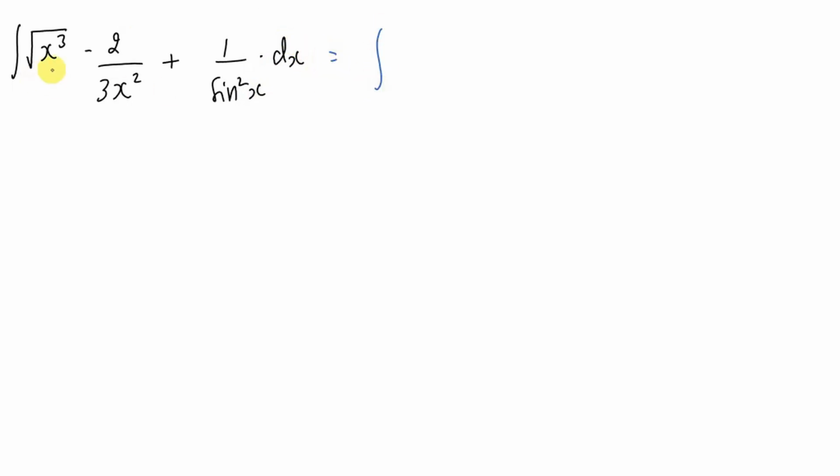So here in this problem we have to evaluate an indefinite integral, which is integration of the square root of x cubed minus 2 over 3x squared plus 1 over sine squared x dx. Now this integration can be written as x to the power 3 over 2, it's one and the same thing, minus 2 over 3x squared as it is, or we can write it in this way also.